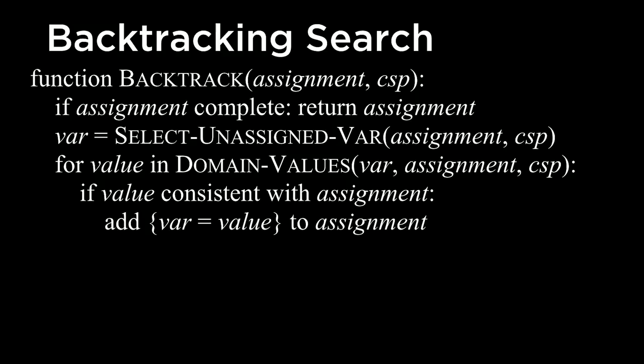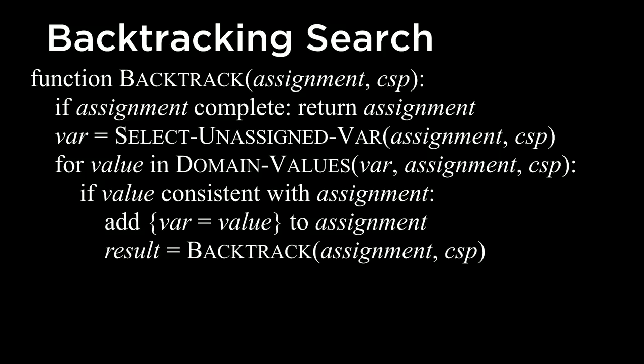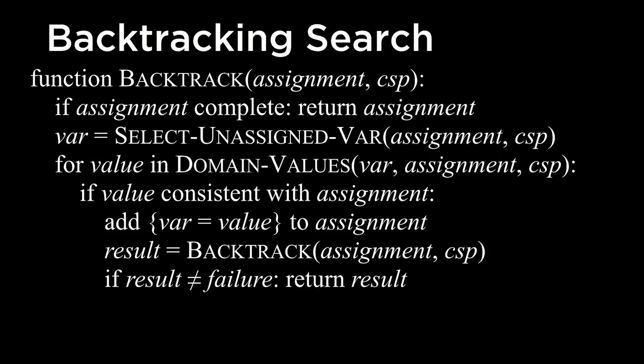And now let's recursively call backtrack to try and make the rest of the assignments also consistent. So I'll go ahead and call backtrack on this new assignment that I've added the variable equals value to. And now I recursively call backtrack and see what the result is. And if the result isn't a failure, well, then let me just return that result.